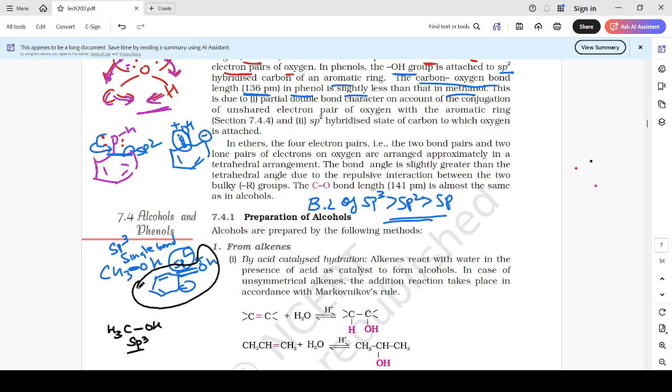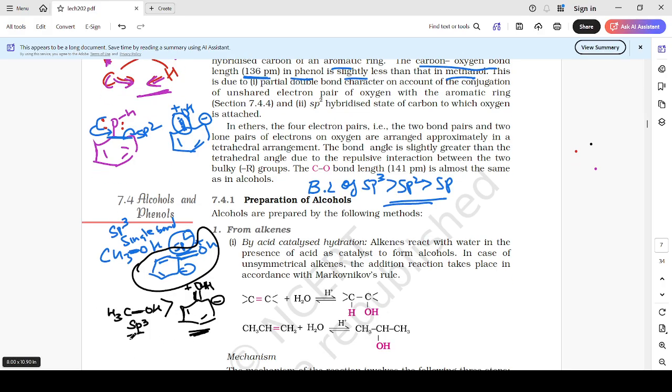What's happening here? There's resonance happening, a partial double bond. So you can see here, there is a partial double bond characteristic that has developed between carbon and oxygen. Now the question is asking you, when is this bond length higher compared to this bond length? The bond length between carbon and oxygen.